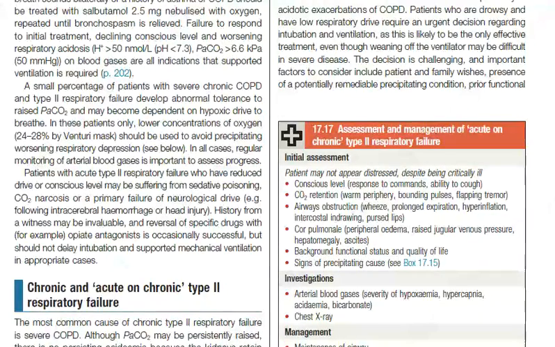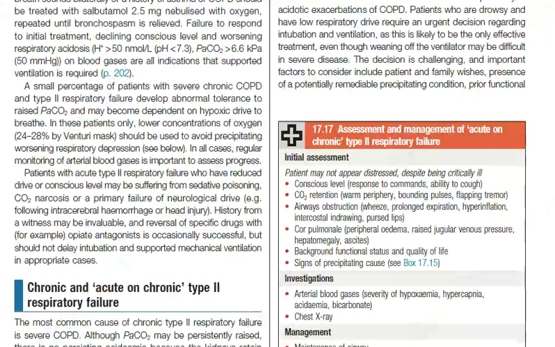A small percentage of patients with severe chronic COPD and type 2 respiratory failure develop abnormal tolerance to raised partial pressure of arterial carbon dioxide and may become dependent on hypoxic drive to breathe. In these patients, only lower concentrations of oxygen, that is 24 to 28% by Venturi mask, should be used to avoid precipitating worsening respiratory depression. In all cases, regular monitoring of arterial blood gases is important to assess progress.